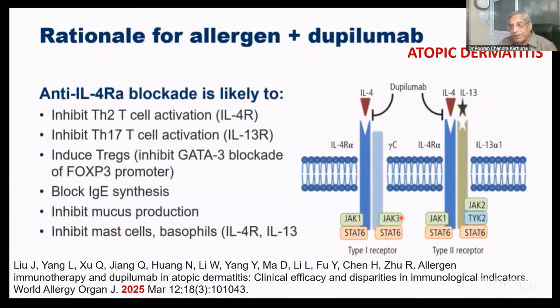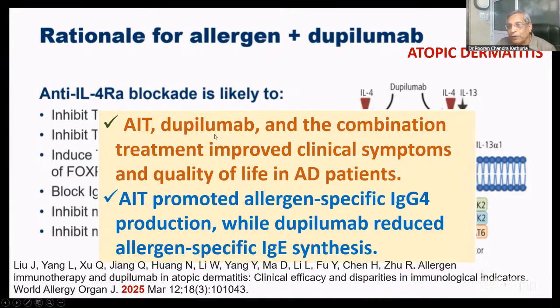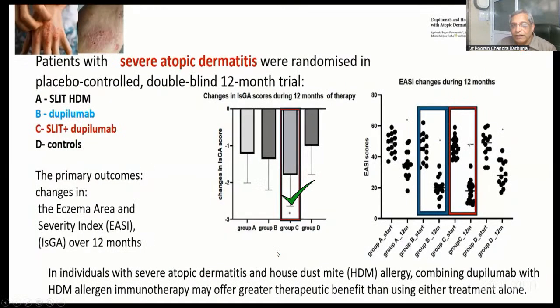The study which has been done combining allergen immunotherapy is only in atopic dermatitis. They found that allergen immunotherapy combined with dupilumab improved clinical symptoms and quality of life in AD patients. AIT promoted allergen-specific IgG4 production, while dupilumab reduced the allergen-specific IgE. This study found that if you combine them, the effect is much better than if you give them separately.